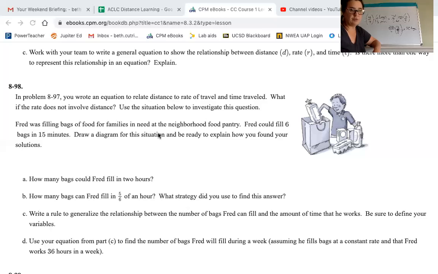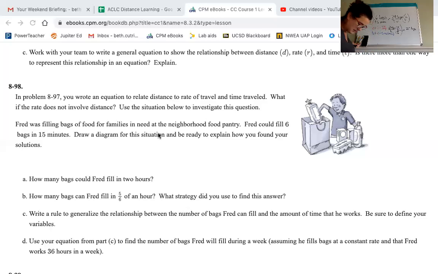Write a rule to generalize the relationship between the number of bags Fred can fill and the amount of time that he works. Be sure to define your variables. Okay, so let's define our variables. Let B equal the number of bags. Let T equal time in minutes.